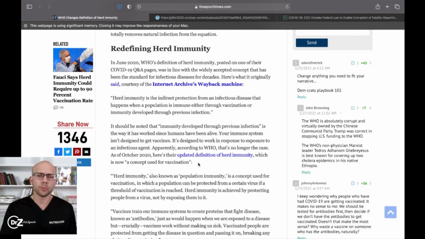Now, herd immunity, let's look at the original definition. Herd immunity is the indirect protection from an infectious disease that happens when a population is immune either through vaccination or, and I want you to really pay attention to this part, immunity developed through previous infection, okay? That's a very important piece right there. So we have two ways to develop herd immunity: vaccination, or you get the infection and enough people get the infection and then you can develop herd immunity from it. Now, this is the old school definition. This is the one that was previously on their website.